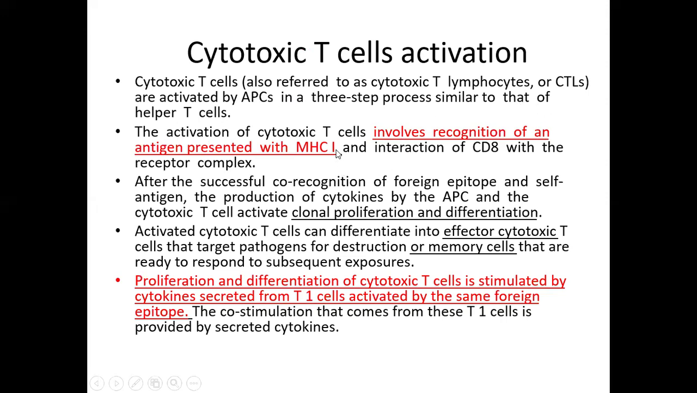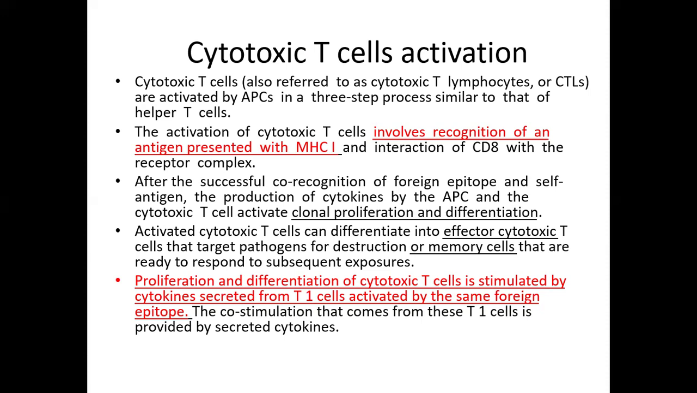The activation of cytotoxic T cell involves recognition of an antigen-presenting cell with MHC class 1 and interaction of CD8 with the receptor complex. After the successful co-recognition of foreign epitopes and the self-antigen, and the production of cytokines by APC, the cytotoxic T cell is activated for clonal proliferation and differentiation. Activated cytotoxic T cells can differentiate into effector cytotoxic T cells, which then target pathogens for destruction, or memory cells that are ready to respond to subsequent exposure.